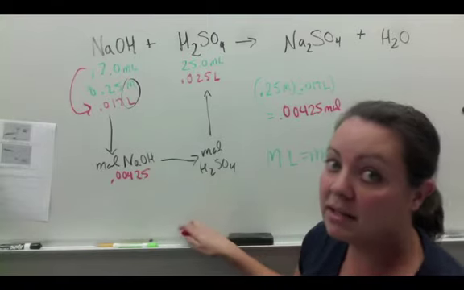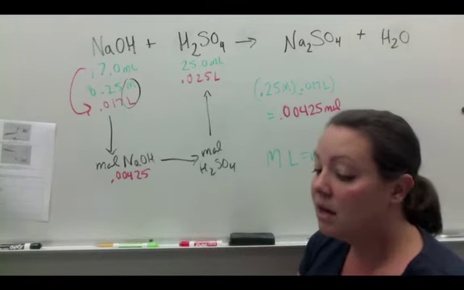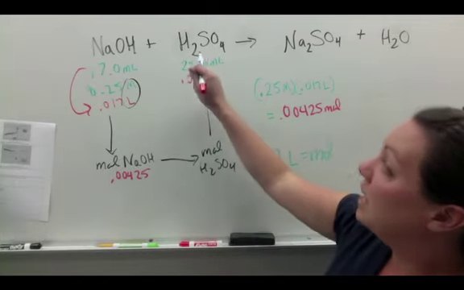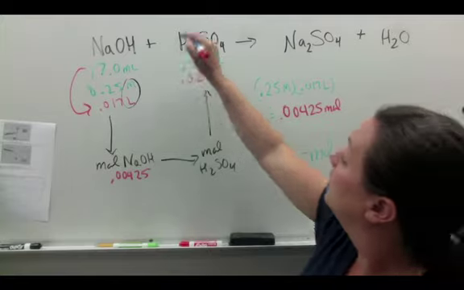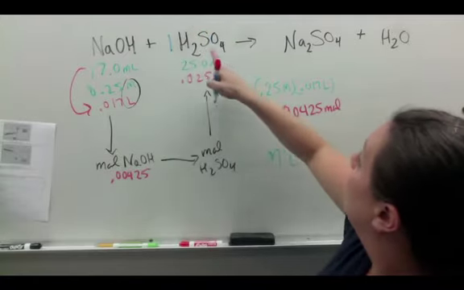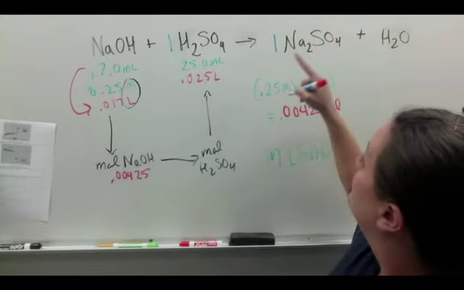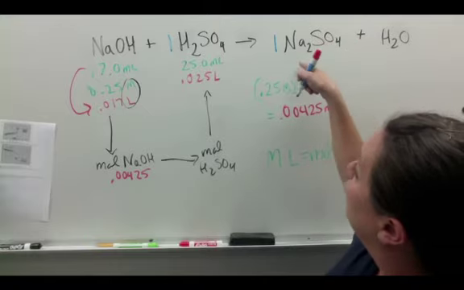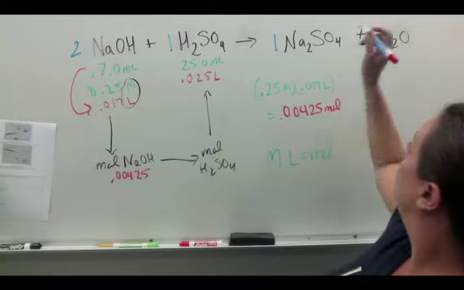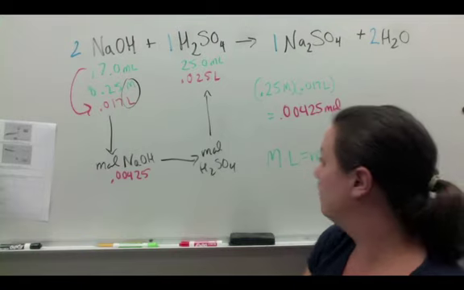What we're going to need to do next is look at the relationship between NaOH and H2SO4 by looking at their coefficients. Now, this is not balanced yet, so we need to balance our reaction. H2SO4 looks the most complicated, so let's give that a 1. If I have one H2SO4, that means that I'm going to have one Na2SO4 because the sulfates are the same. If I have one Na2SO4, that means I must have two NaOHs going in. And if I have two NaOHs, I'm going to have two waters coming out. So now I know I have my balanced reaction.